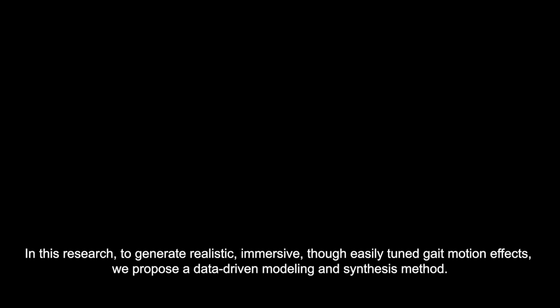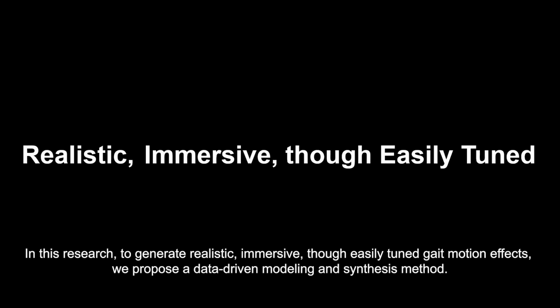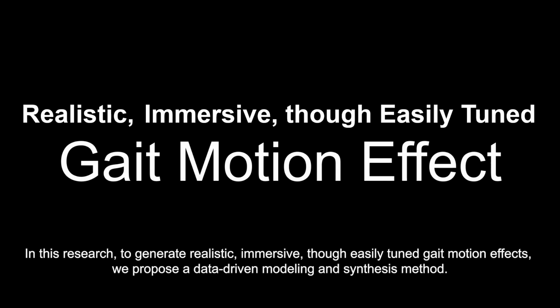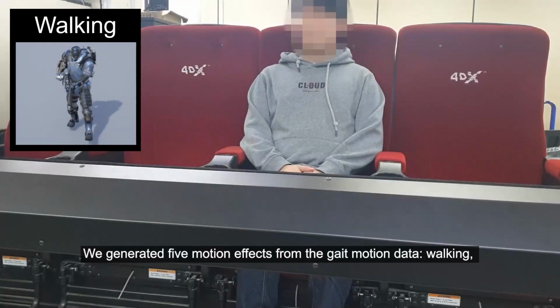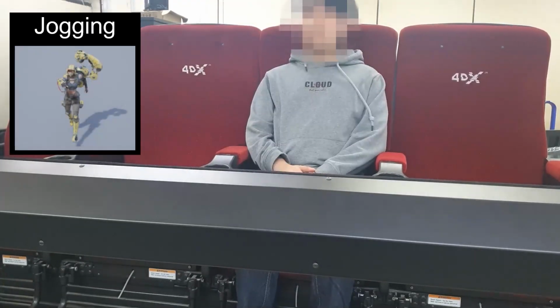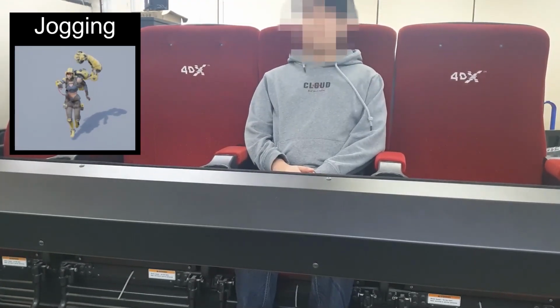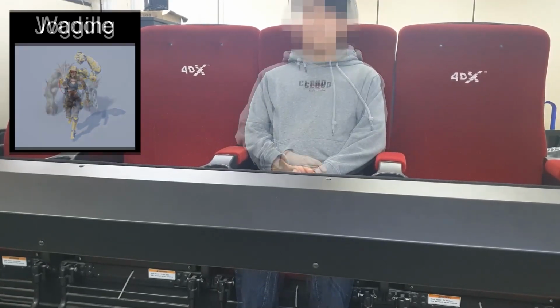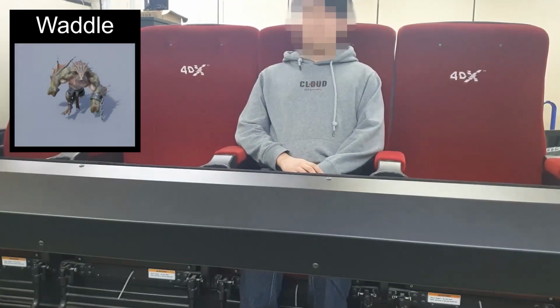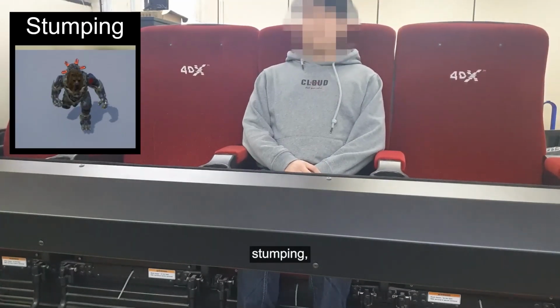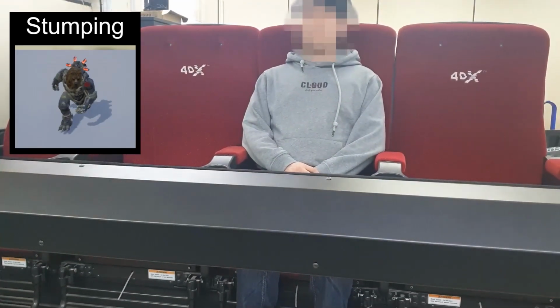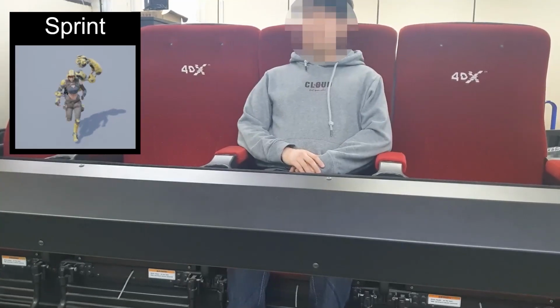In this research, to generate realistic, immersive, though easily tuned, gait motion effects, we propose a data-driven modeling and synthesis method. We generated 5 motion effects from the gait motion data: walking, jogging, waddle, stumping, and sprint.